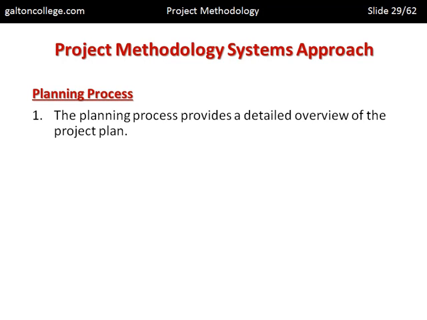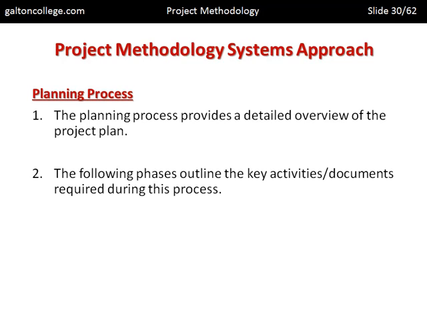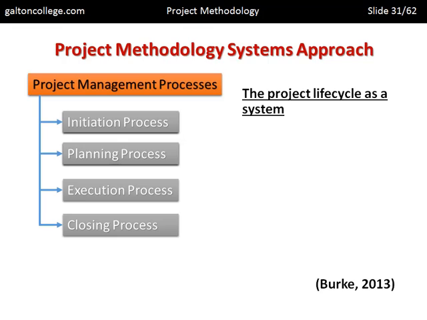Now, the planning process. Well, the planning process provides a detailed overview of the project plan. So it's a detailed overview. And this really is into the second stage, as we'll see in a second again from the previous diagram. We'll see it again in a moment. The following phases outline the key activities, documents required during this process. So now we've moved from the initiation process to the planning process.